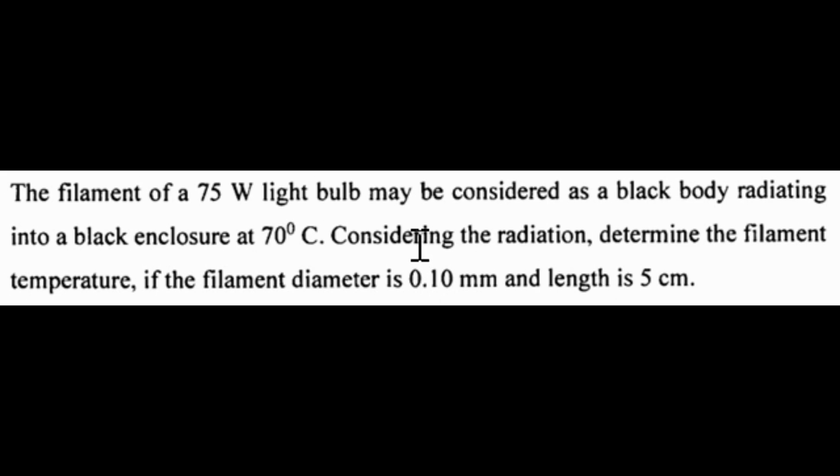So we are talking about two black bodies, and we are directly given the heat energy produced by the bulb, which is 75 watts, and the black enclosure, I mean the part at which the light bulb is radiating, is at 70 degrees Celsius. But we have to find the temperature of the filament, I mean the source. Okay, so let's check how to solve this problem.